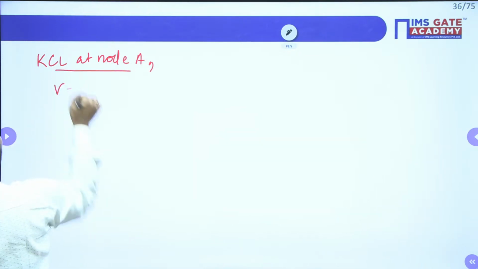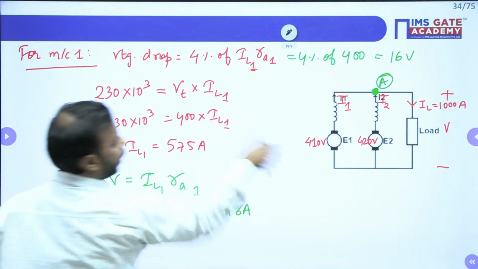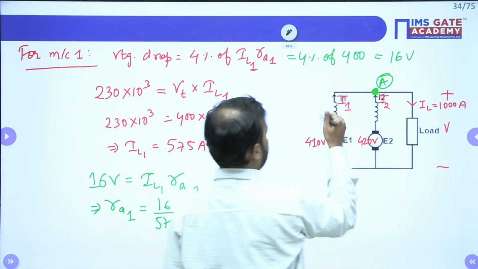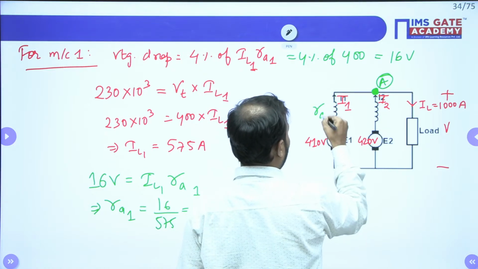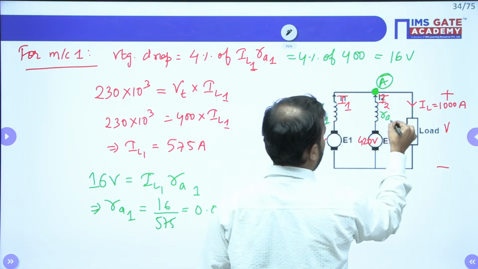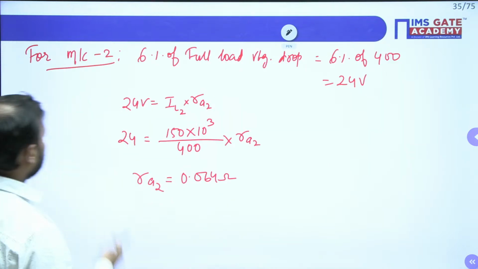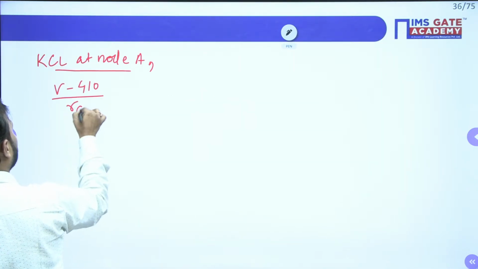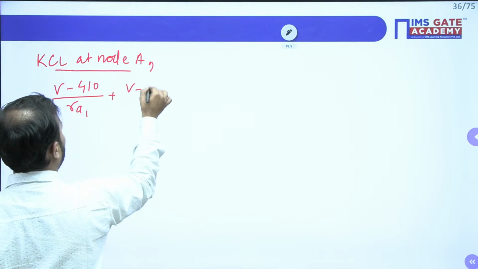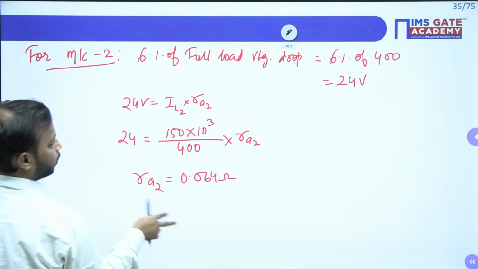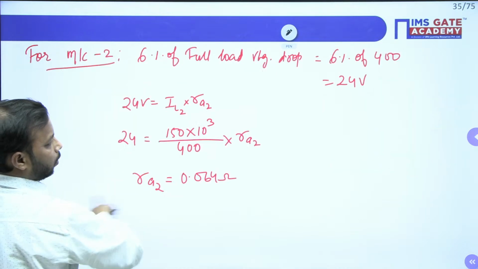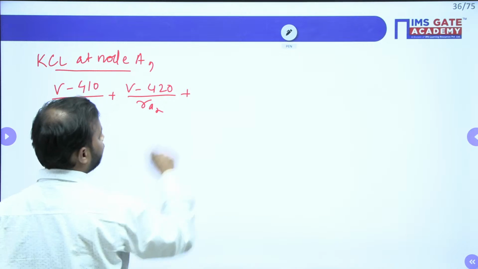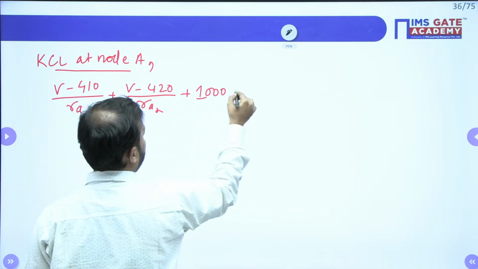So V minus 410, this is RA1 and this is RA2. V minus 410 divided by RA1 plus V minus 420, let me see, divided by RA2 plus IL. IL is 1000 ampere. This is equal to 0.